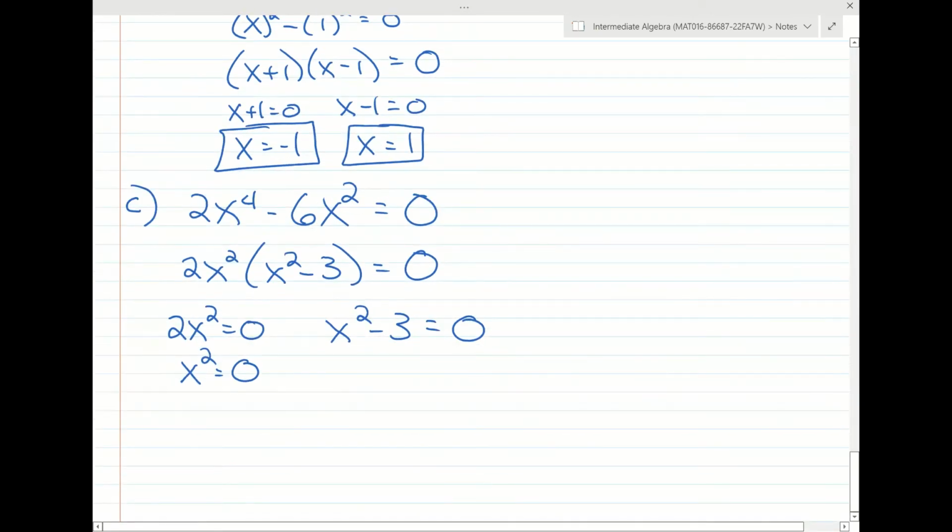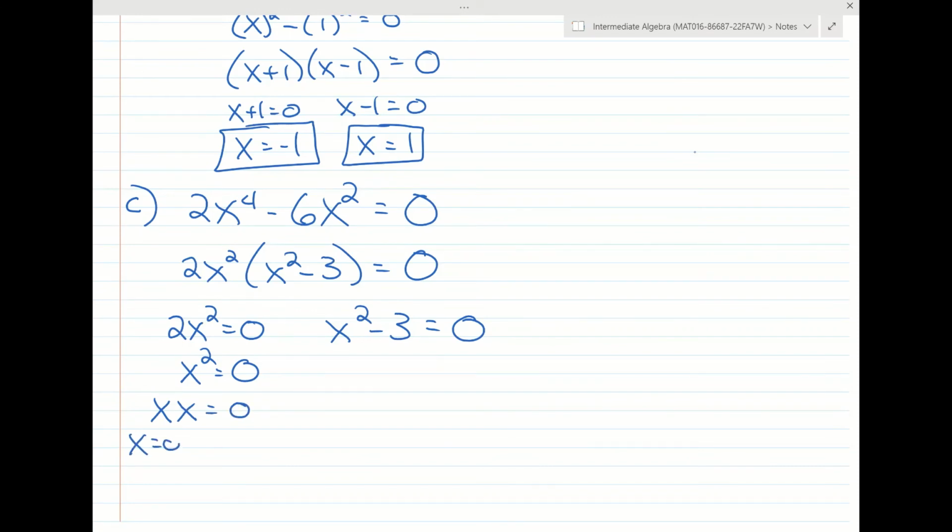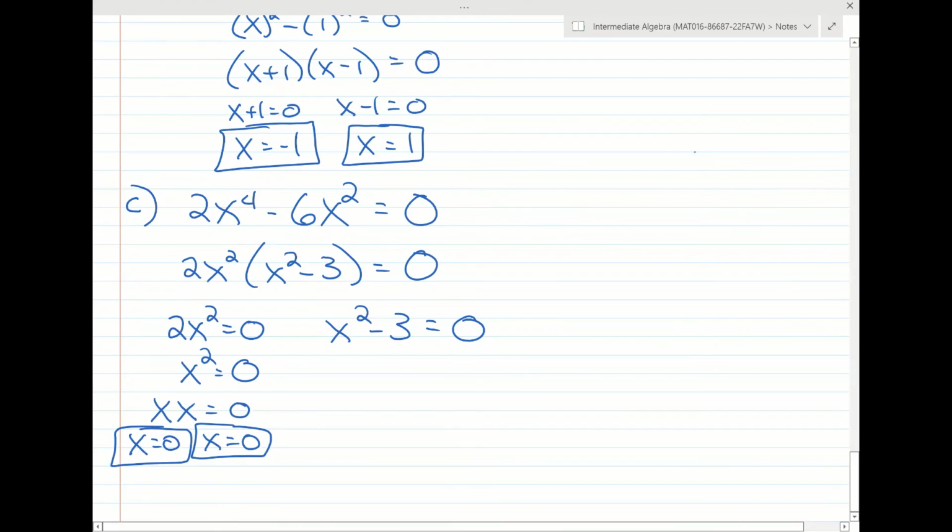But if you just take the square root and tell me x is equal to 0, that's only one answer, right? So what we could do is write this x times x equals 0 and have 0 here and 0 here. So technically we get 2 answers, they're the same one, right? So we call this multiplicity of 2. We talked about that word before.